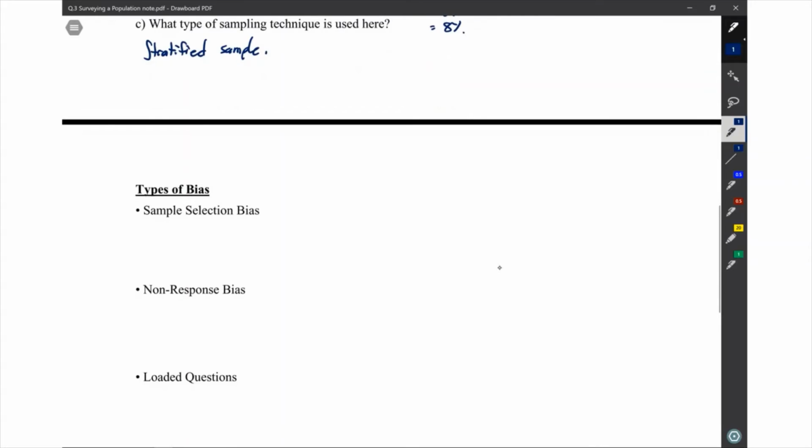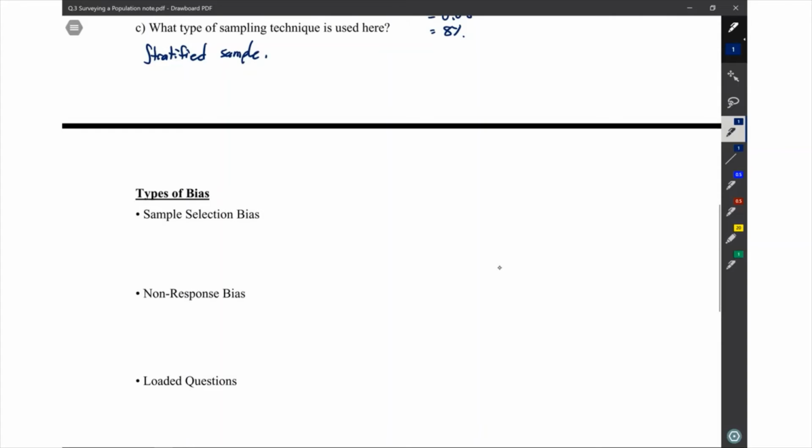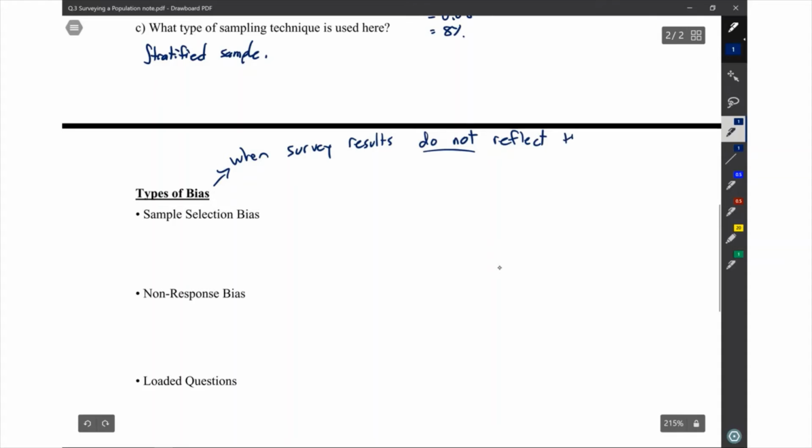Now let's take a look at biases. Bias is something that can affect your survey. When the survey results do not reflect the population, then we say there is bias.